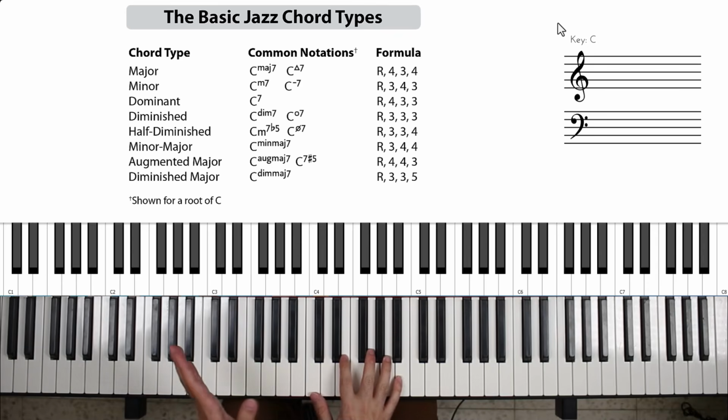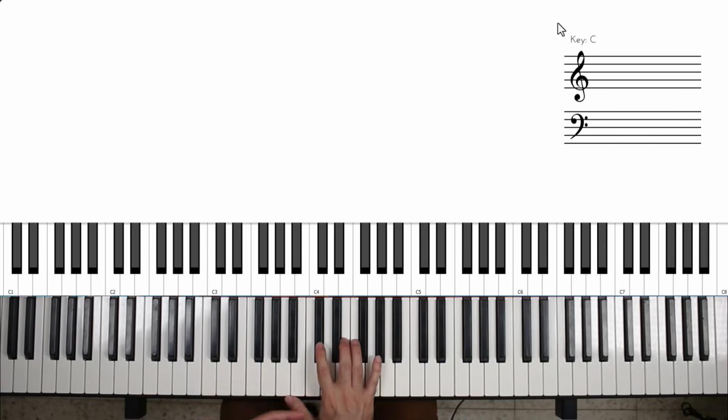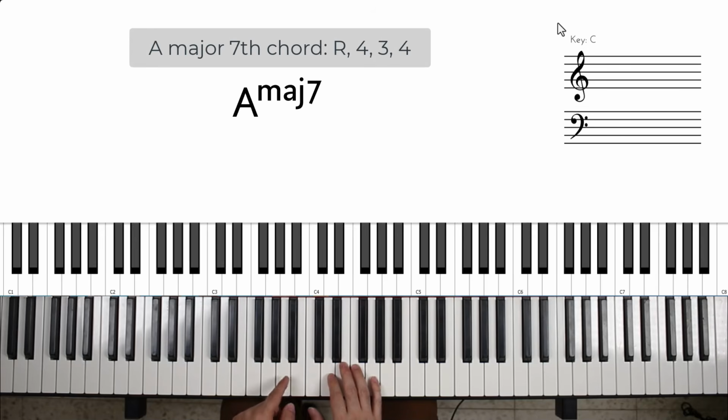So we're going to take a specific example, and let's look at major chords. The formula for major chords, as I've put it on the screen, is R434. Now, what does this mean? Well, R refers to the root. So let's say you're building an A major 7th chord. You're going to start with the root of the chord, which is the A.